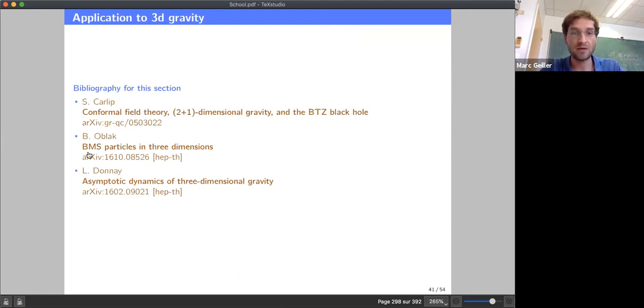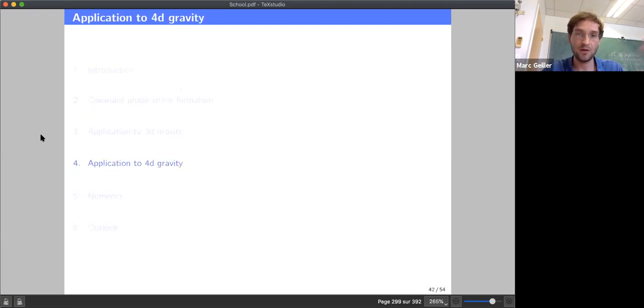Then for more details on the three-dimensional BMS group and algebra, I refer you to the thesis of Oblak. And then there is this review by Donnet on the asymptotic dynamics of 3D gravity. So in principle, hopefully with the material that we covered, you should be able to go and look at these references and understand at least why people are interested in these things and what is going on. And then hopefully work out all the technical details.